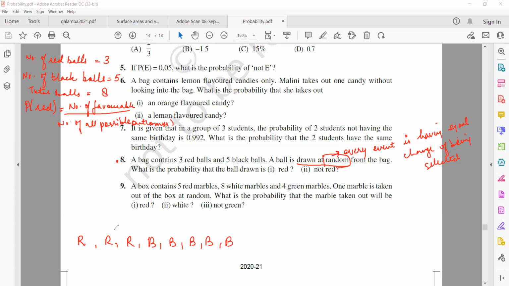Now I want red balls. There are 3, by 8. Yes, the answer is 3 by 8, but I'm just explaining why. The favorable outcomes are 3. Why are there 3? Because all these 3 outcomes are favorable. It can be my first red ball, the second one, or the third one. Since they are all red balls and I want a red ball, all these 3 outcomes are my favorable outcomes. Understood? Yes, ma'am. Total possible outcomes are the total number of balls. So 3 by 8 is the answer.